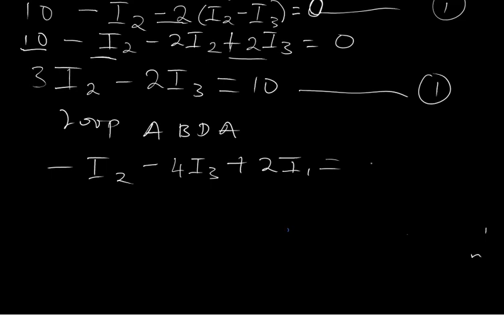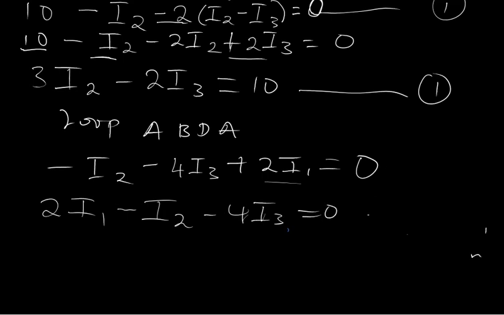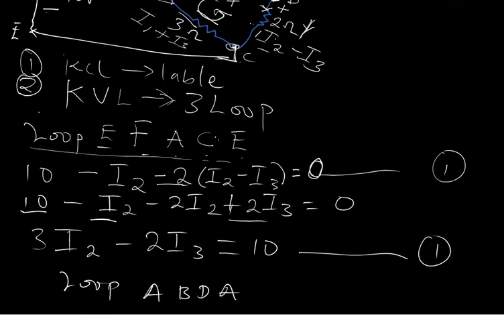It is equal to 0. So let's rearrange. I'm having plus 2I1 minus I2 minus 4I3 equal to 0. I'll call this equation 2. I need one more equation, so I will have to take one more loop.